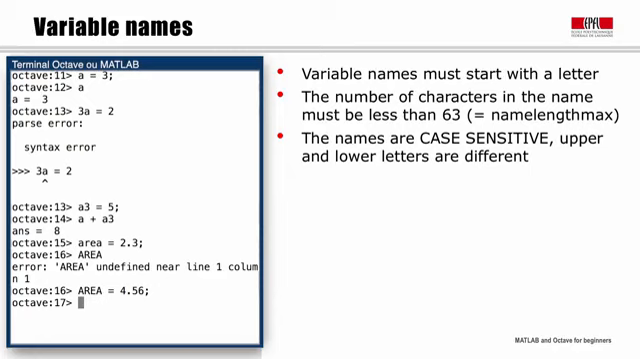You have also to know that there is a maximum length to the name of a variable, and this you can recover with namelengthmax. I type namelength, and then I tap the tab so that Octave completes the name by itself, and then I see that it is 63.